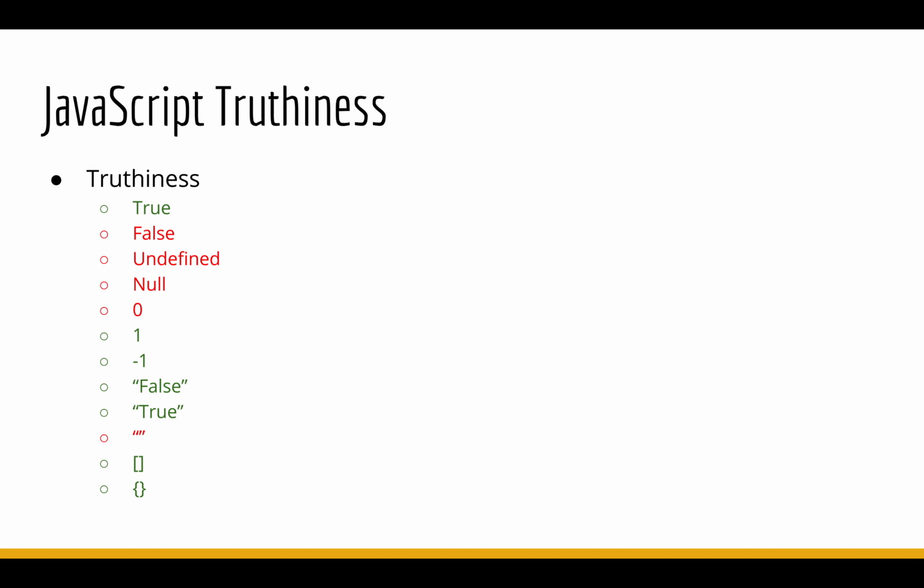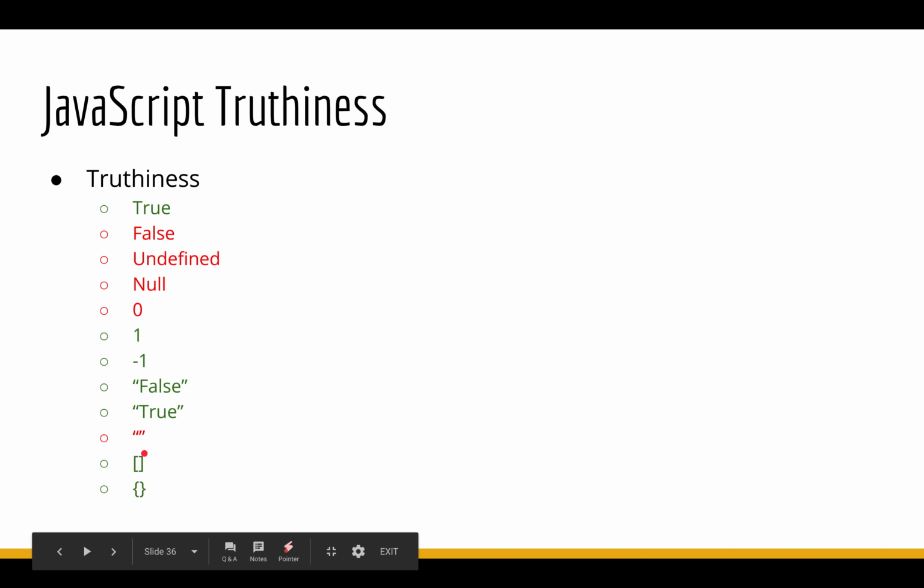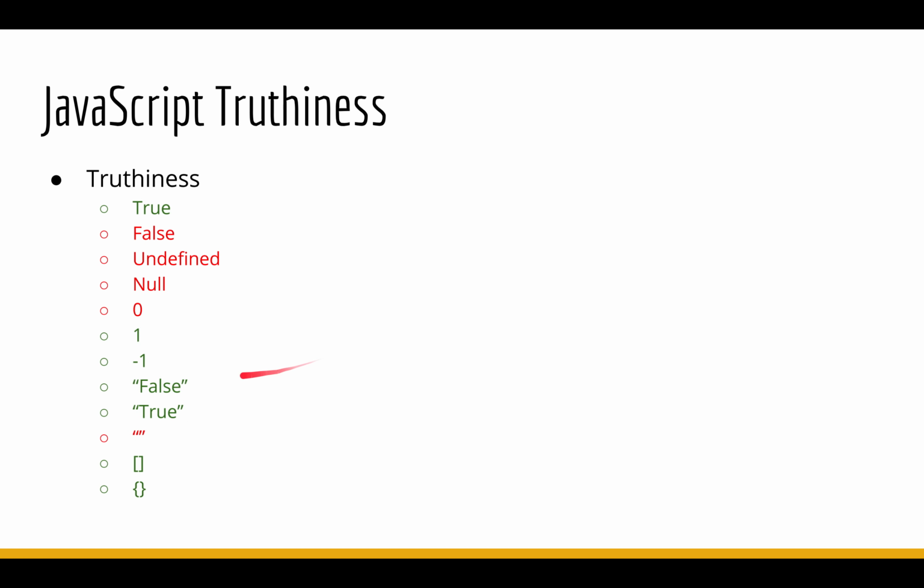All right, now here are the answers. Anything surprising? Maybe note that an empty array and an empty object are both truthy. -1 is truthy. Everything else is probably pretty intuitive. True, false strings are strings, and strings that aren't empty are always truthy.